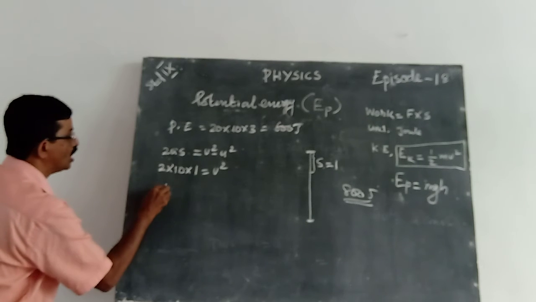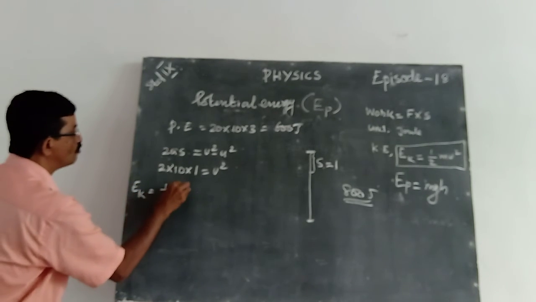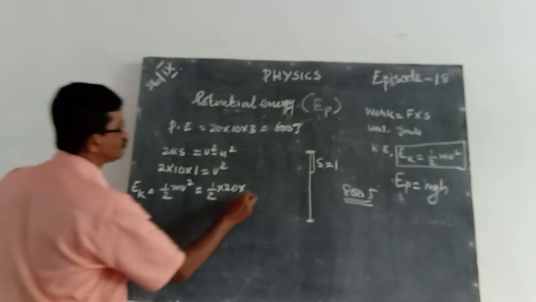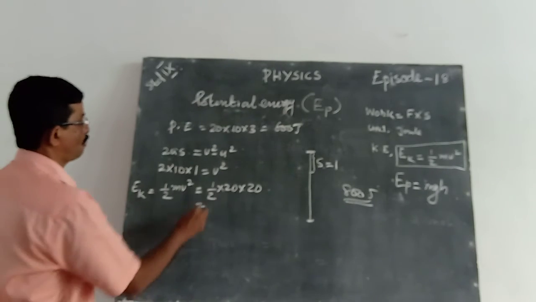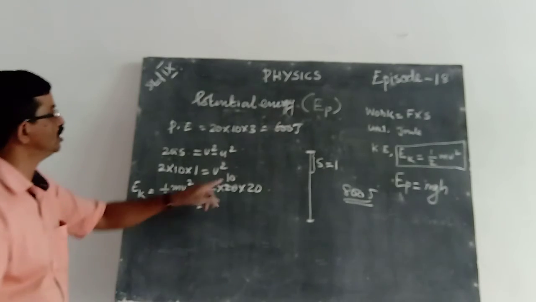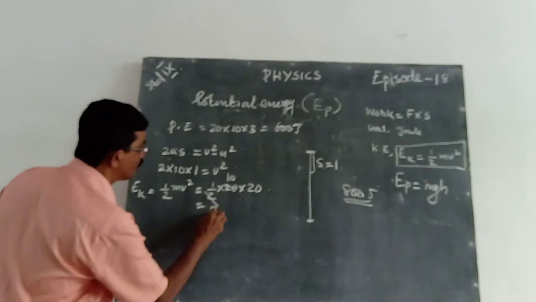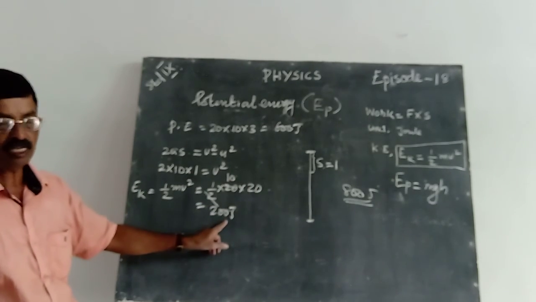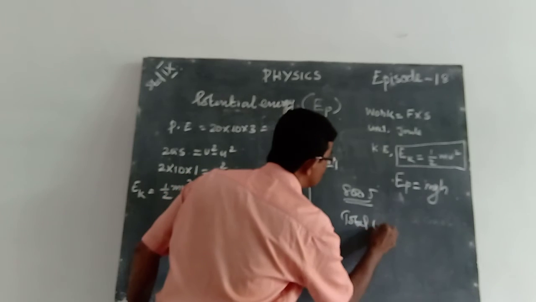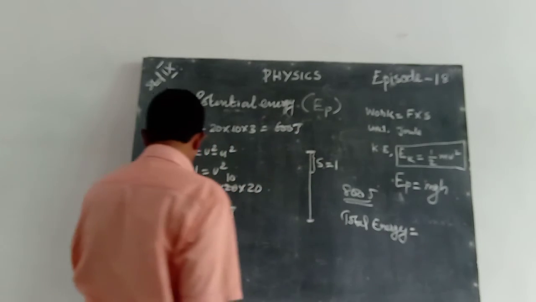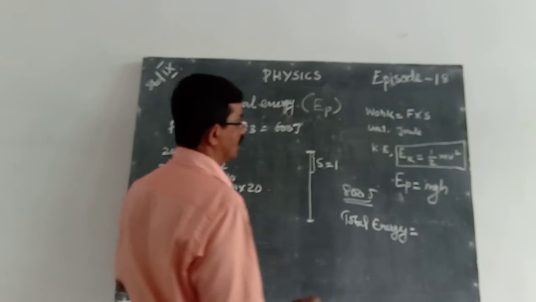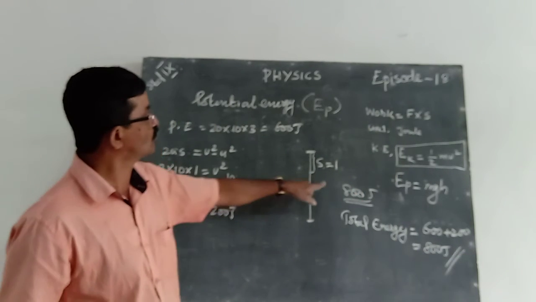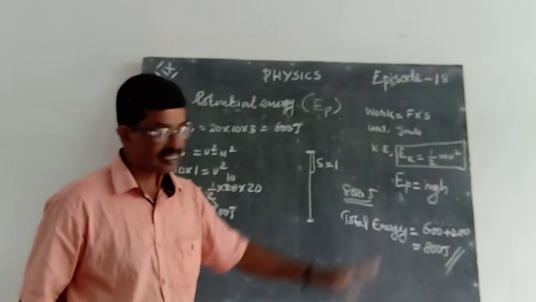So we can find out kinetic energy. Ek is equal to half m v square, which is half into m 20 into v square 20. We can cancel and get 10 into 20, that is 200 joule. That means at a height of 3 meter, its kinetic energy is 200 joule. So the total energy is 600 plus 200, that is equal to 800 joule. That means at the top it is 800 joule, and at a height of 3 meter, its total energy is 800 joule.